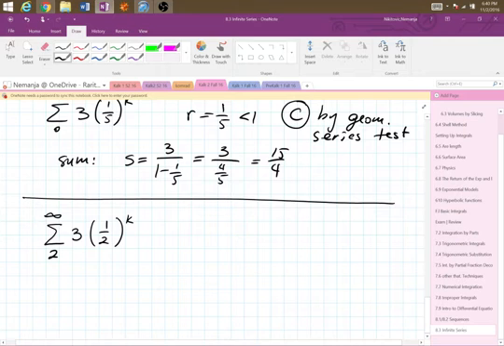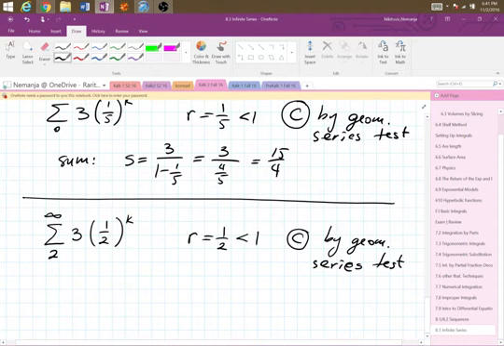Converge or diverge? Converge. That's it. Converges. R is 1/2, less than 1, converges by geometric series test. And now you want to do the sum. So that's whether it's converging or diverging. You don't need to, you just look at the R.